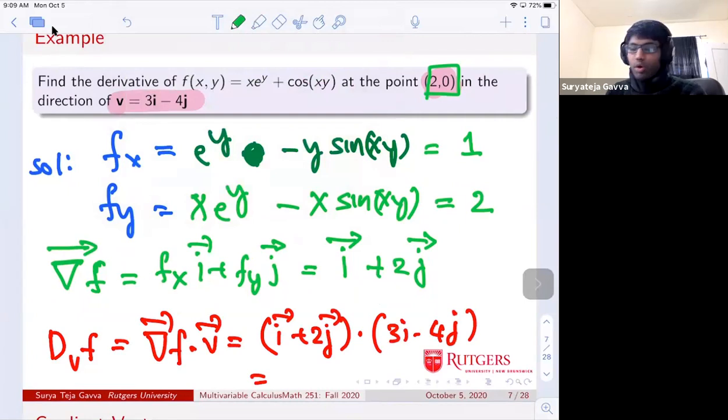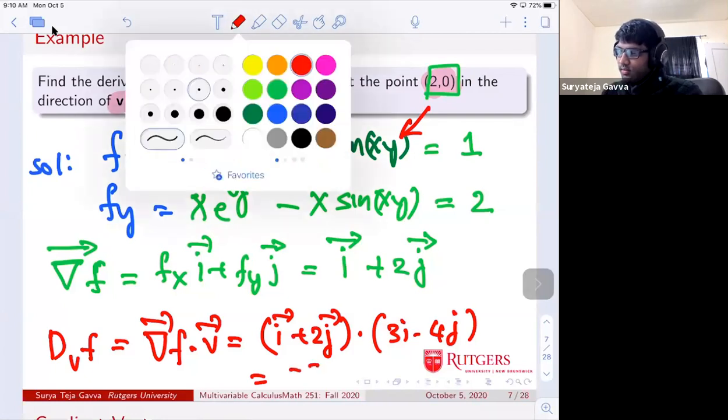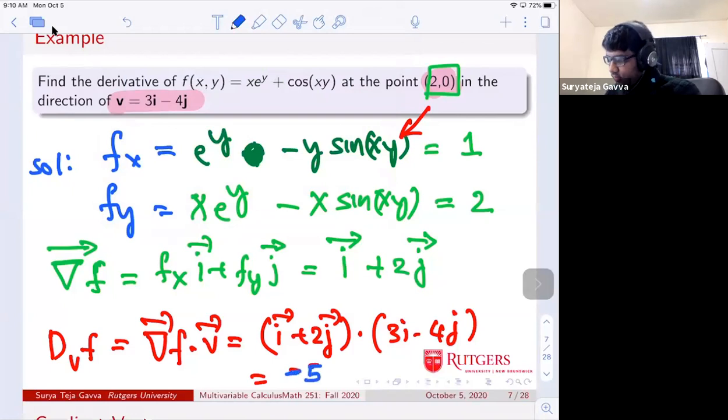I just substituted x equals 2 and y equals 0. These are just the numbers, right? So in this expression, substitute x equals 2, y equals 0. y equals 0 gives you the second term 0, and for the first term, exponential 0 is 1. Similarly, x times exponential y will be just 2. So this is 3 minus 8, which is minus 5. So the dot product is minus 5.